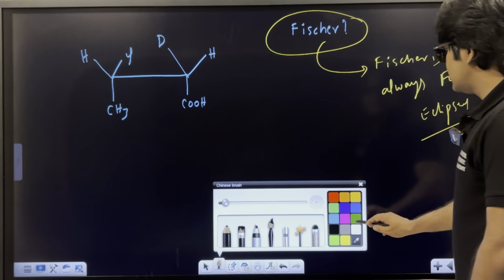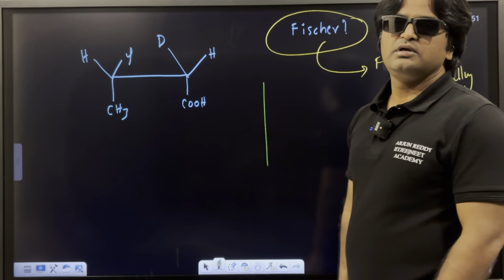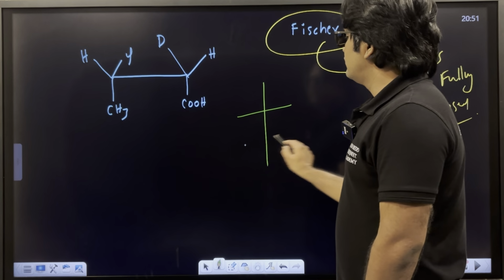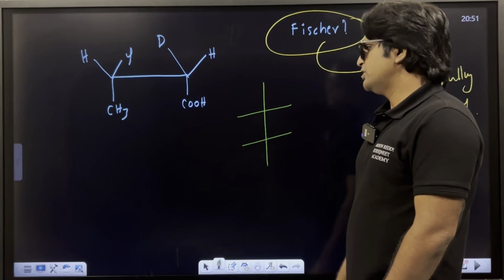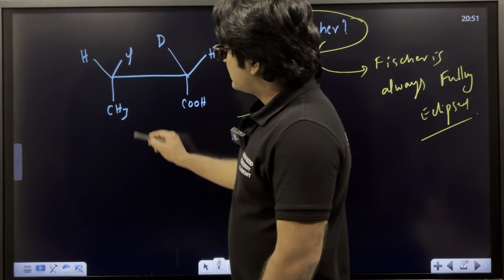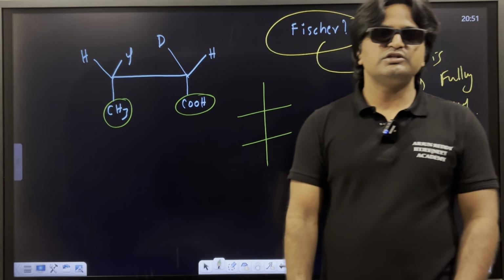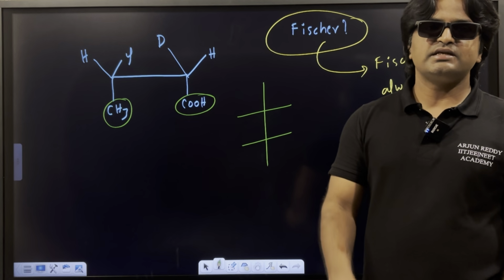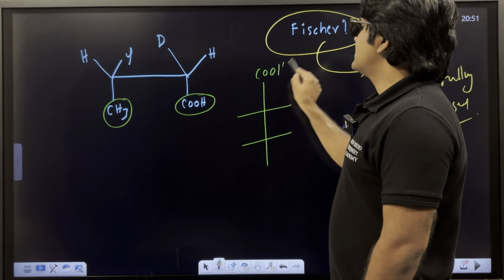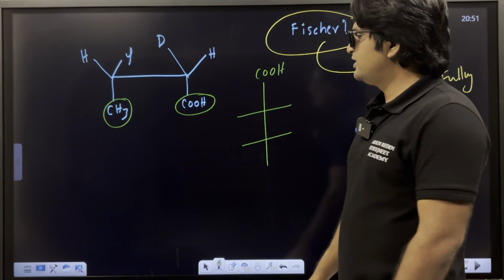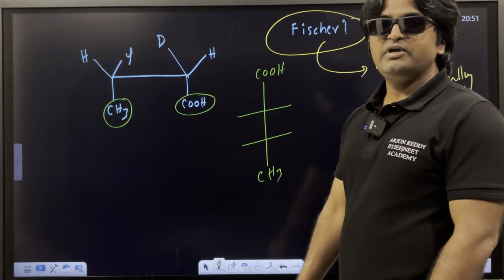Yeah, here a Sawhorse is given. How to convert that Sawhorse into Fischer? How are we taking it in Fischer? One vertical line and one or more horizontal lines. Okay, clear. So according to the Fischer rule, for example, here CH3 and COOH groups are there. Which is the more oxidizable group? COOH. You better take that more oxidizable group at the top of the vertical line. And what is the bottom position? CH3.